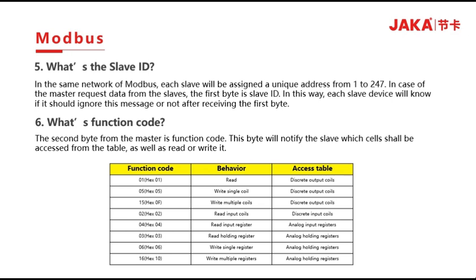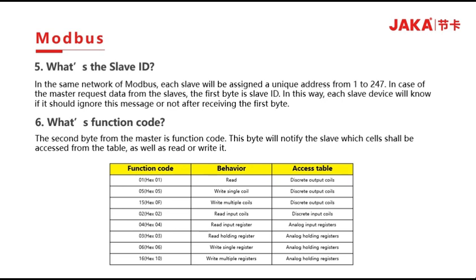In the same network of Modbus, each slave will be assigned a unique address from 1 to 247. In the case where the master requests data from the slave, the first byte is the slave ID. In this way, each slave device will know if it should ignore this message or not after receiving the first byte. The second byte from the master is a function code. This byte will notify the slave which cells shall be accessed from the table, as well as whether to read or write it.